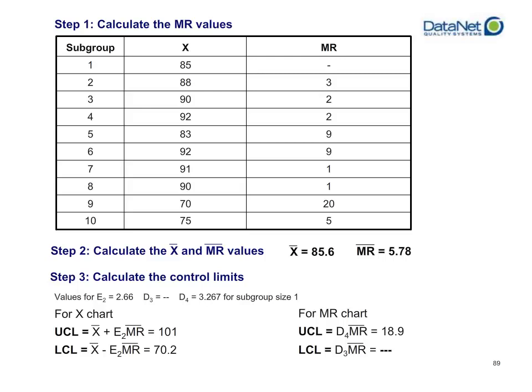I bet you can probably already see that this is going to have a drastic effect, particularly that 20 right after that 1 between subgroup 8 and 9, but we'll see on the control chart how it's actually going to affect things. Upper control limit should be around 101. Your lower control limit for your X chart should be 70.2. And your upper control limit for your MR chart is going to be 18.9.